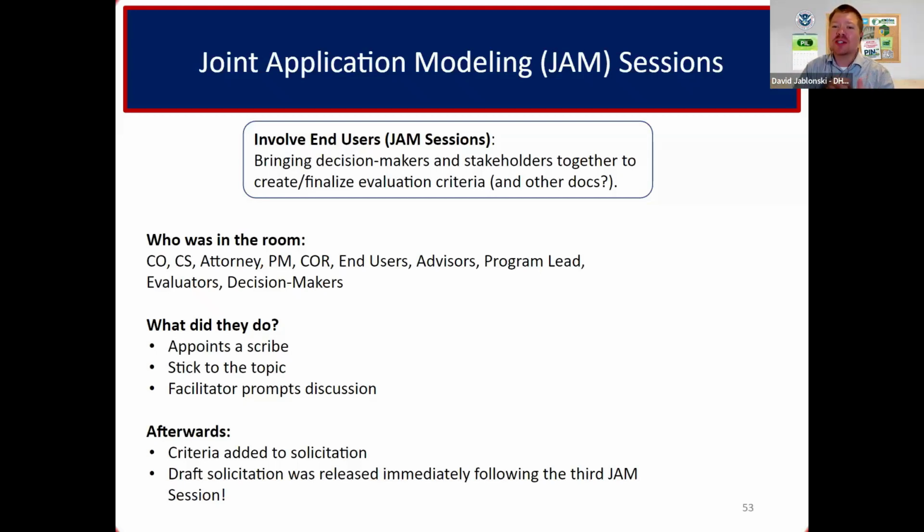And this isn't actually going through and everyone getting out bread and getting their jelly and putting it on the bread. I'm hungry right now, and I would love a peanut butter and jelly sandwich, but that's not what they did. These are joint application modeling sessions.